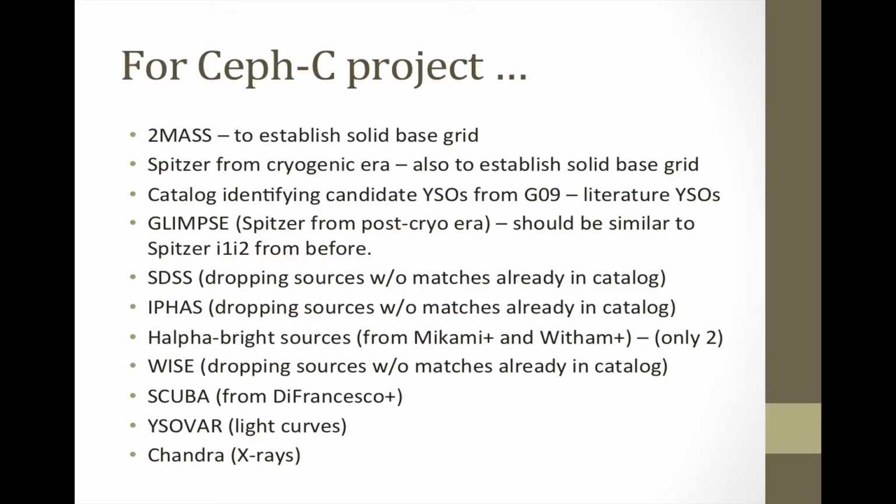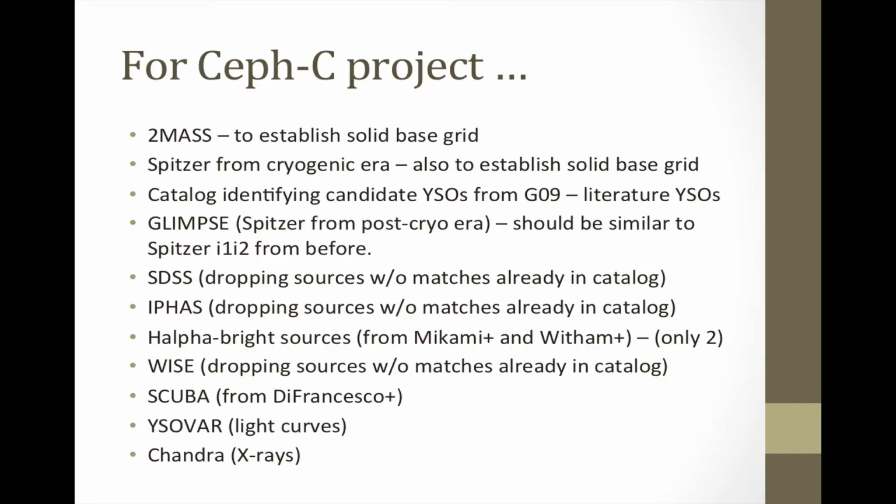Then I have the Sloan catalog. Now, because what I'm doing is focused on the infrared, I am going to have the luxury of dropping Sloan sources that don't already have matches in the catalog. And that's good because there are a lot of sources in the optical. And so if I can have a good scientific reason for dropping the optical sources that don't have matches already in the catalog, then I save myself disk space and time. Then I do that again for IFAST, the same thing, dropping the sources that don't have matches.